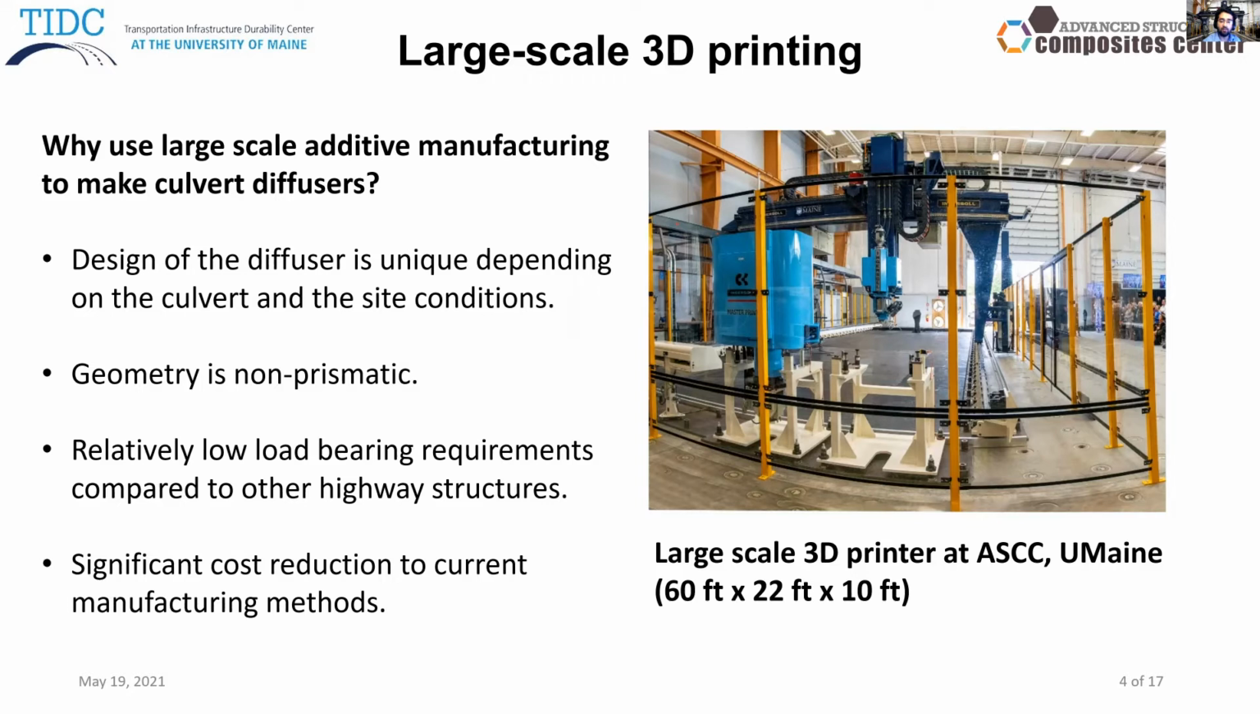Unlike the culvert that it is attached to, the diffuser does not directly withstand the load from highway traffic. There might be some backfill loads if the diffuser is buried. Even polymers with low strength compared to reinforced concrete or steel can withstand the loads on the diffuser. 3D printed diffusers offer significant cost reduction to the currently used method to manufacture diffusers. On the right, you can see the large-scale 3D printer that was used for this work. The printer has a build envelope of 60 feet length, 22 feet width, and 10 feet height.